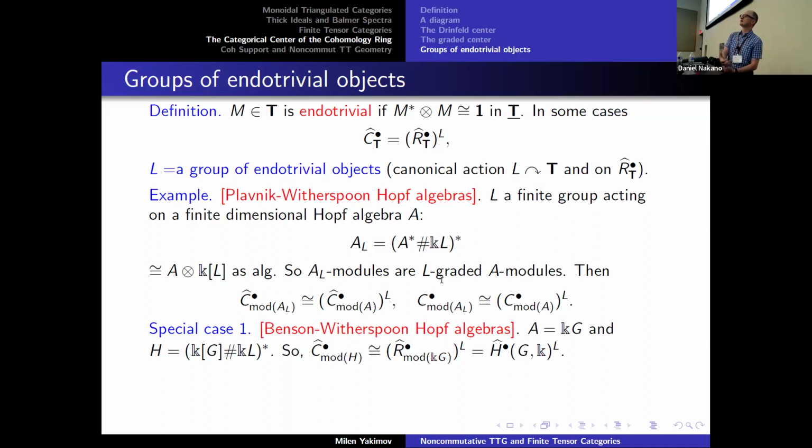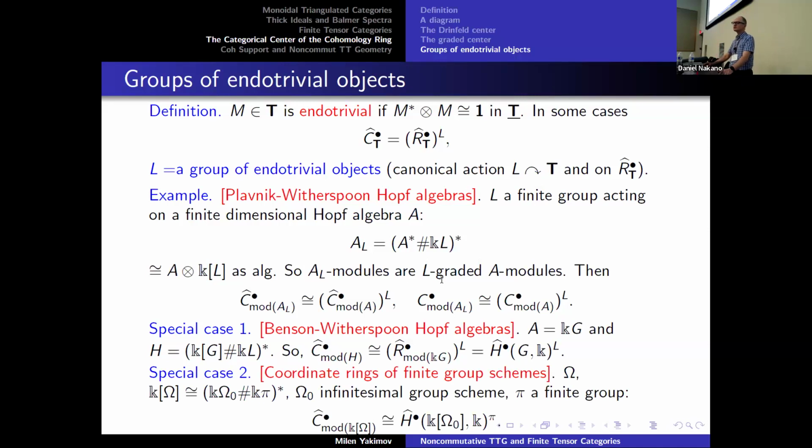The whole ring is like module finite over its center. So this is the kind of thing that we want to think about here. And there is another very important example, coordinate rings of finite group schemes. I mentioned the work of Eric and Julia about finite group schemes. This is the dual one, the coordinate rings of that. And I will mention more about this. But if we look at the coordinate ring of a finite group scheme, it's actually a very special case of these Benson-Witherspoon algebras, where the things that we have around are the corresponding infinitesimal group scheme and the corresponding finite group. And in this situation, the categorical center is precisely the fixed point subring under pi of the coordinate ring of the infinitesimal group scheme.